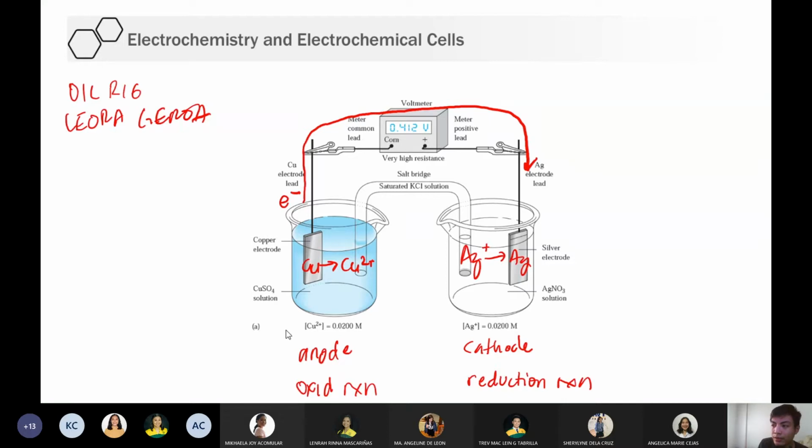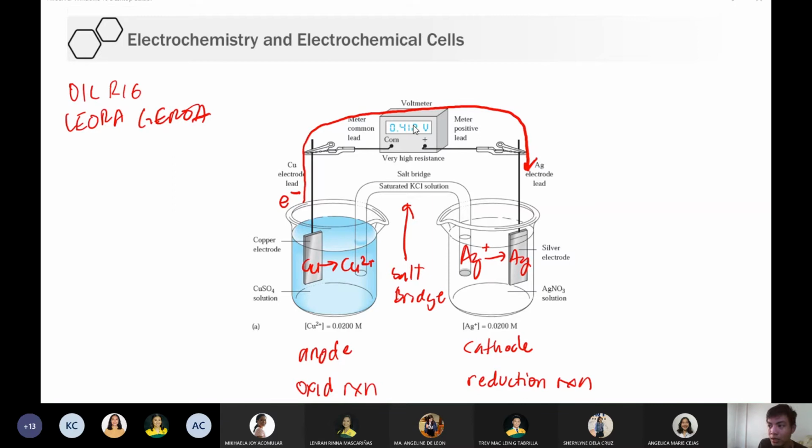So on the left, you have your anode, where the oxidation happens, and on the right, you have the cathode, where the reduction reaction happens. And in between them, we have this thing called the salt bridge. This is the salt bridge. Okay. So again, as I told you earlier, the purpose of the salt bridge is to maintain electrical neutrality. So mapapansin mo, this solution contains positive particles. Ganun din dito, positive particles. So to maintain them neutral, you need to add a salt bridge.